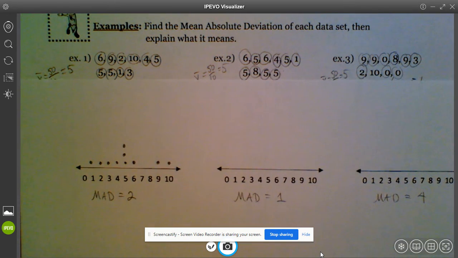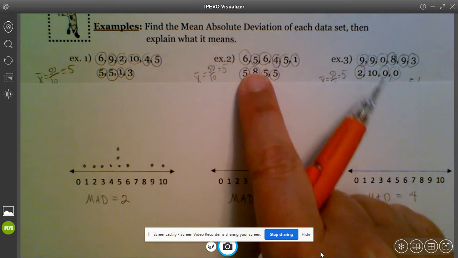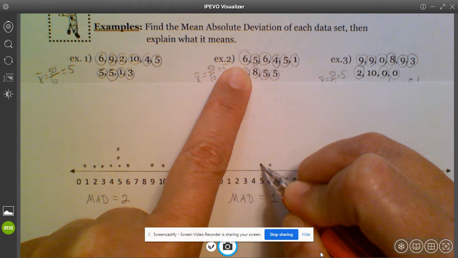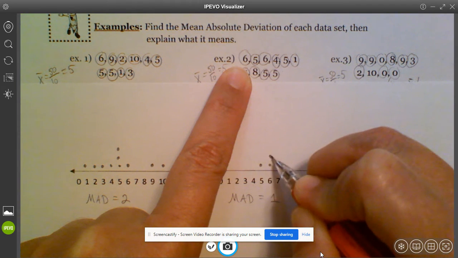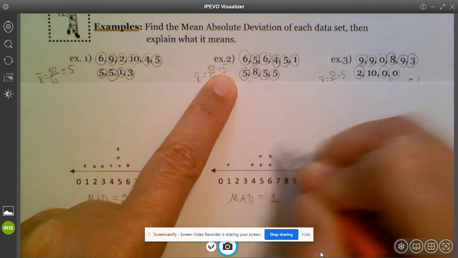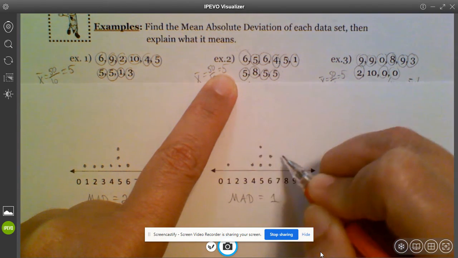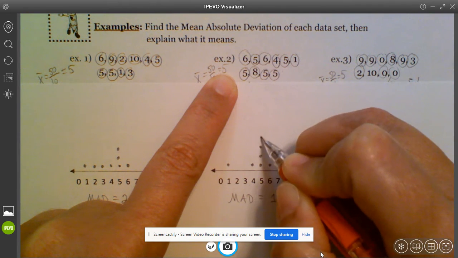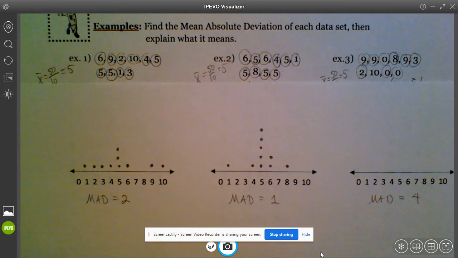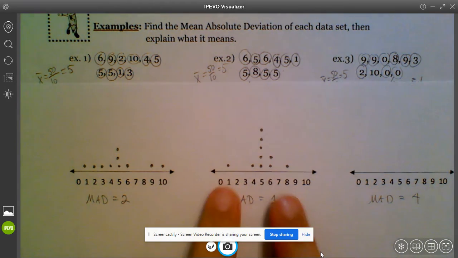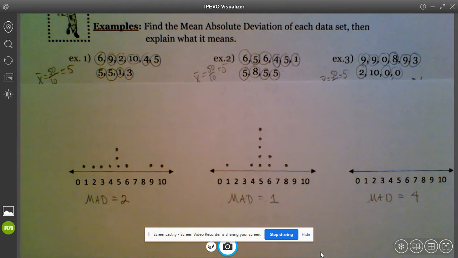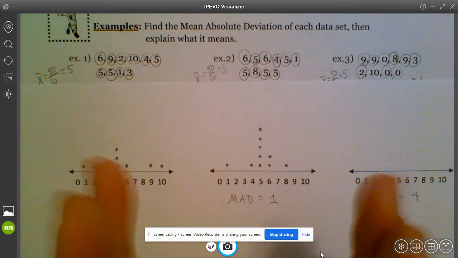Okay, let's look at data set 2. So I've got 6, 5, 6, 4, 5, 1, 5 again, 8, 5, and 5. Okay, what do you notice here? Well, here the data only ranges from 1 to 8. So the range here is 7, where here the range was 9. So it looks like the data is sort of a little closer.